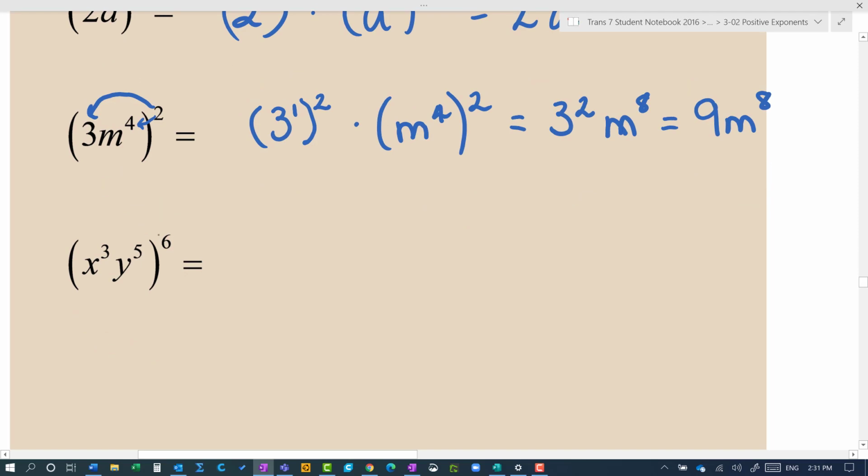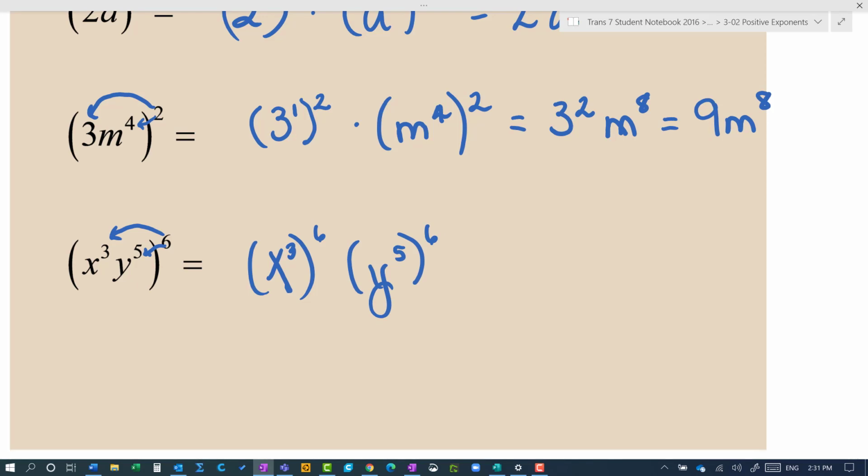Let's look at our next example. So we're going to raise x to the third to the sixth and y to the fifth to the sixth. Now, that's the same thing as the following. So when you raise an exponent to an exponent, what would you do? You would multiply. So what would you get here? X to the 18th times y to the 30th.